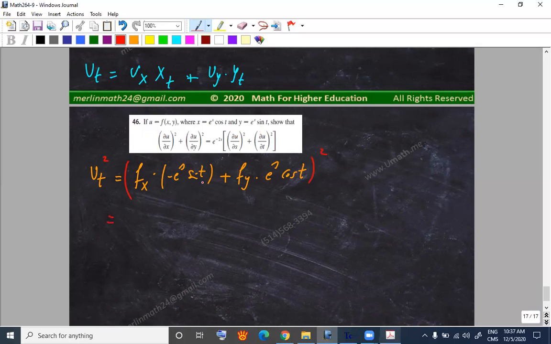Go on, square it. Get the square in. Yeah, f_x squared. The minus goes away, okay? e to s. Right. When you square, you multiply the exponent. Tell me if there's any question.